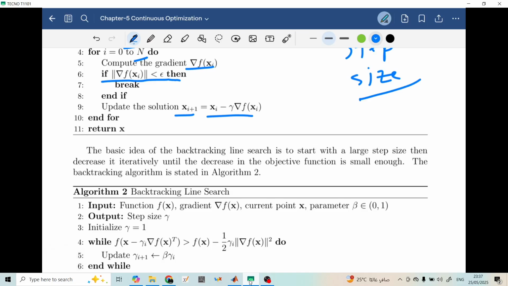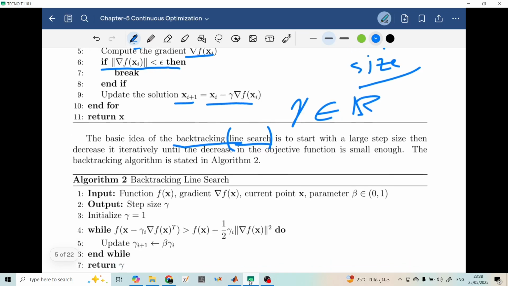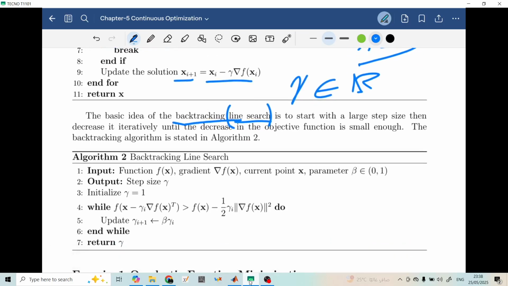Okay, now how to find gamma? We can find it using a different algorithm called the backtracking line search. Why do I call it line search? Because gamma is a scalar, so gamma in a sense lives on the real line, so we need to search the real line for the best value of gamma. So this is a new optimization problem, but one regarding finding gamma. There are different algorithms, but one of the most popular ones is the backtracking algorithm.